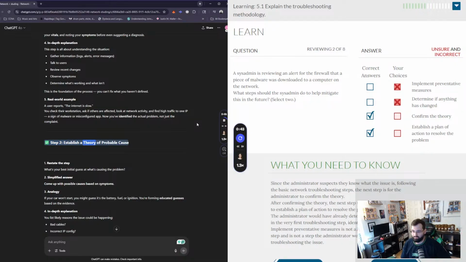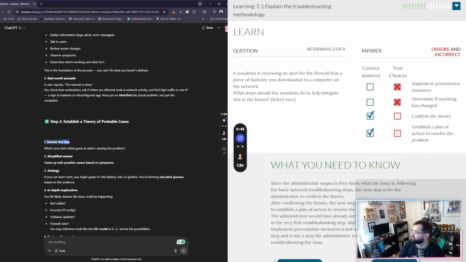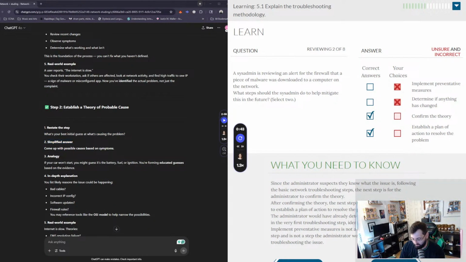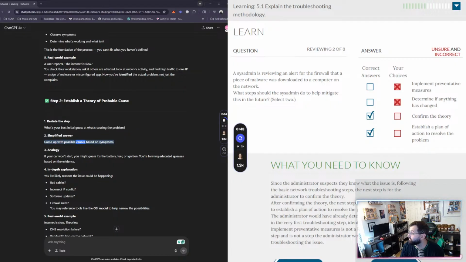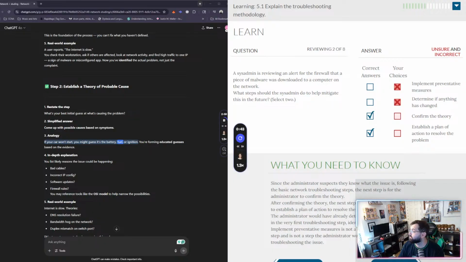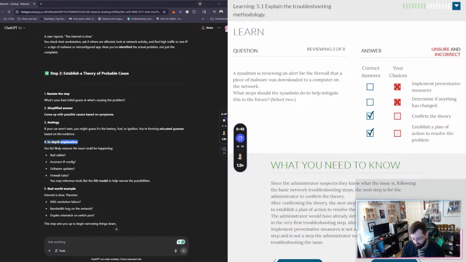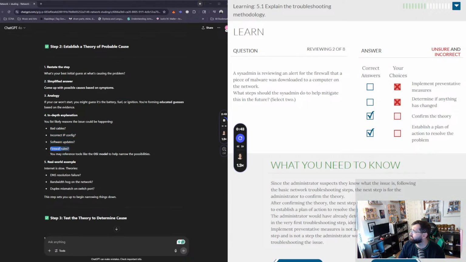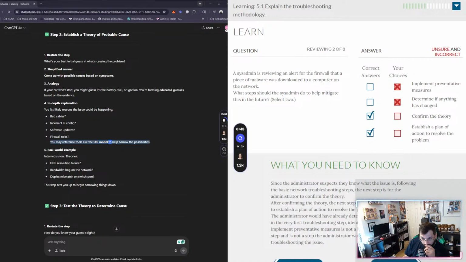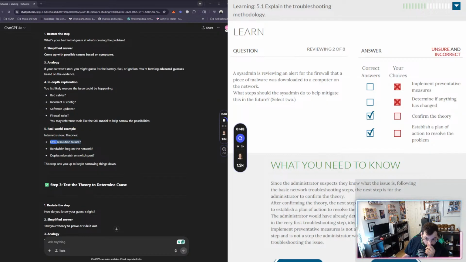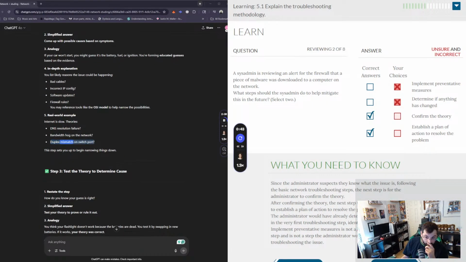Step 2, establish a theory of probable cause. 1, restate the step. What's your best initial guess at what's causing the problem? 2, simplified answer. Come up with possible causes based on symptoms. 3, analogy. If your car won't start, you might guess it's the battery, fuel, or ignition. You're forming educated guesses based on the evidence. 4, in-depth explanation. You list likely reasons the issue could be happening: bad cables, incorrect IP config, software updates, firewall rules. You may reference tools like the OSI model to help narrow the possibilities. 5, real-world example. Internet is slow. Theories: DNS resolution failure, bandwidth hog on the network, duplex mismatch on switch port.